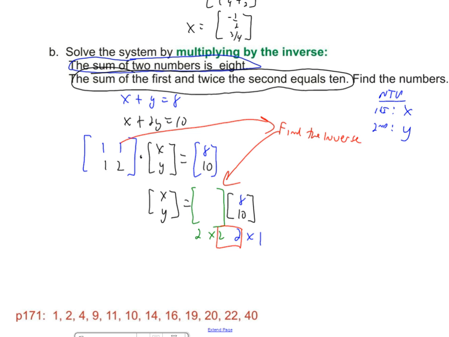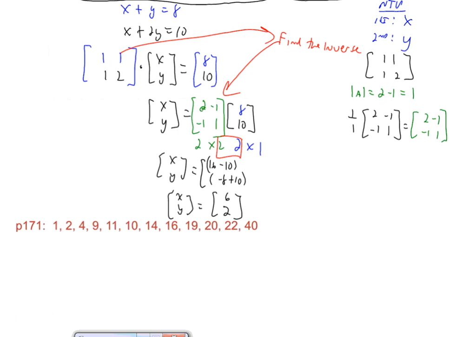Okay, so I'm going to pause right now. What I want you guys to do, find the inverse, and then see if you can finish out the equation by multiplying that inverse to find the x and y values. All right, and the answer is 6, 2, right? Hopefully you ended up at 6, 2.